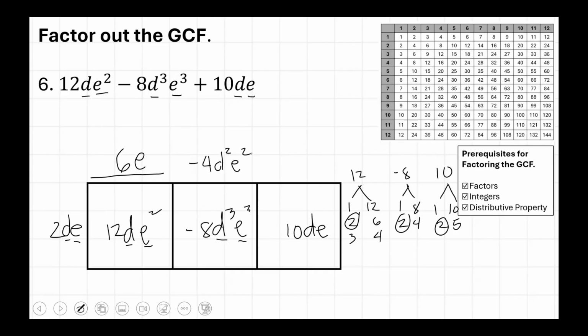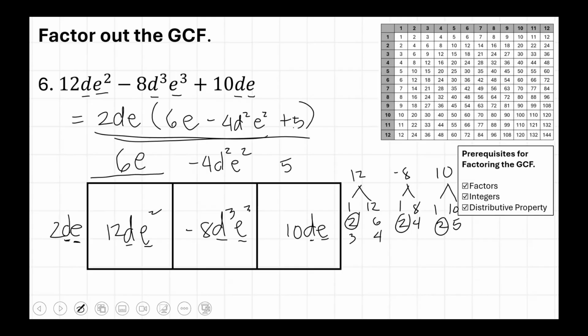And for the last side, we have 10 divided by 2 is 5. Then d, we already have it on the GCF. The e, we already have it on the GCF. So only 5. And let's write the factored form. 2de, parenthesis, 6e minus 4d squared e squared plus 5. And that's the factored form.